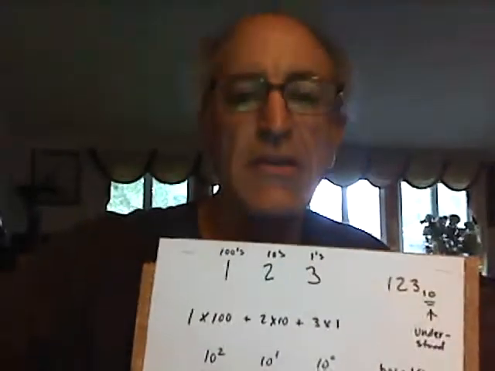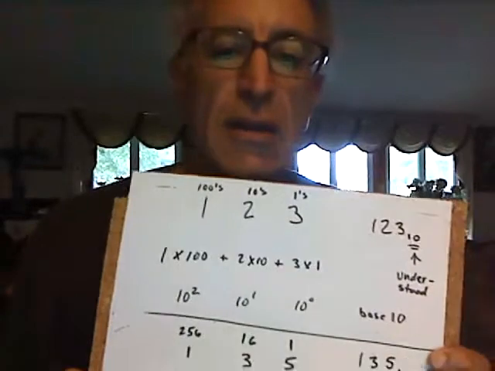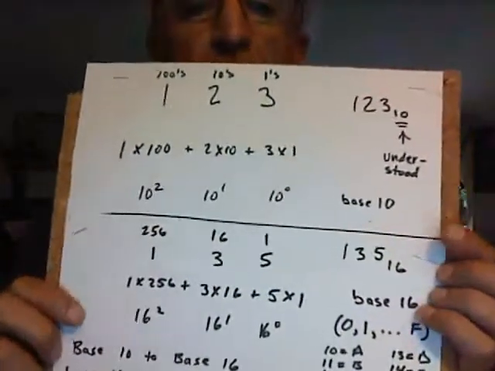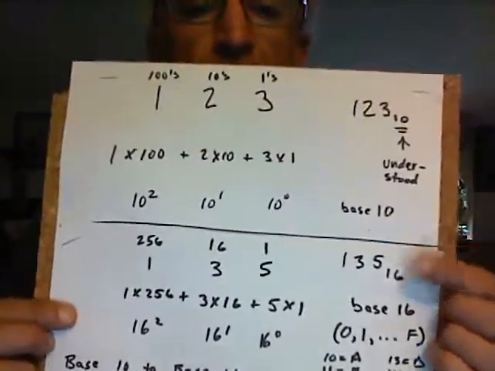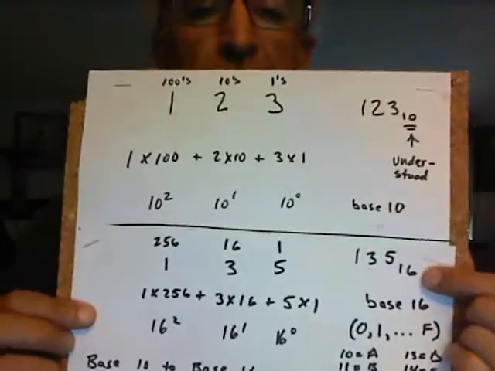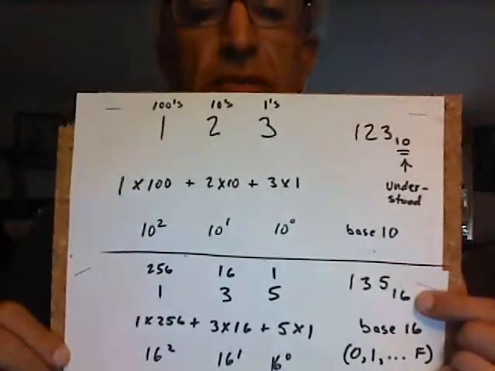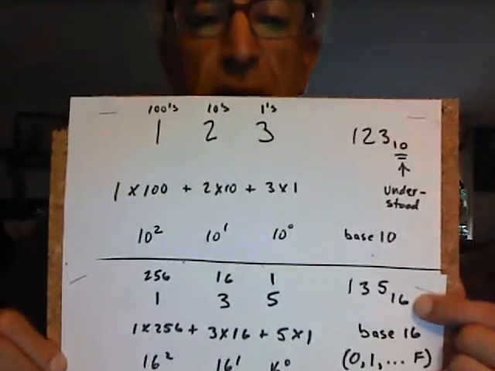Okay, so we're ready to look at base 16 numbers now. And remembering what you learned from base 10, we're going to change this number, 135, base 16, into base 10. We're going to understand what 135 means in base 16.